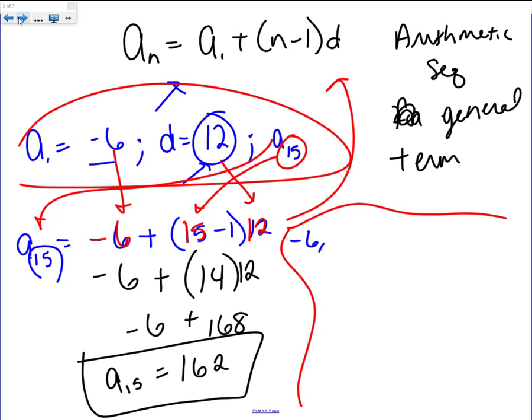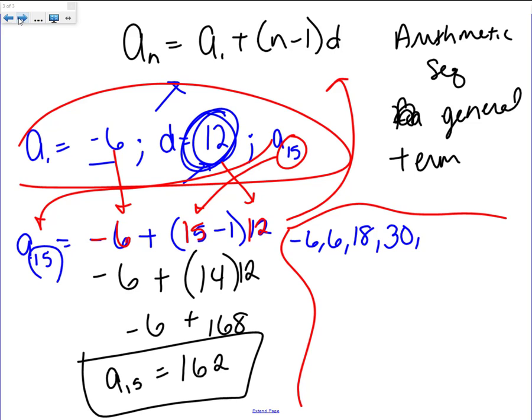+6, right? So we're going to put 6. We are going to add another 12 and get 18. We're going to add another 12. Why are we adding 12? Because D is 12. That's my common adder.